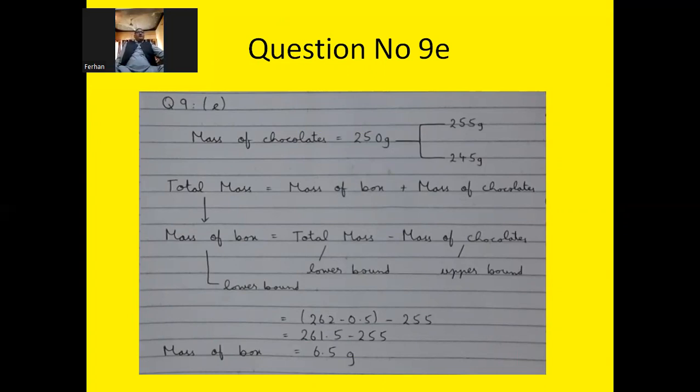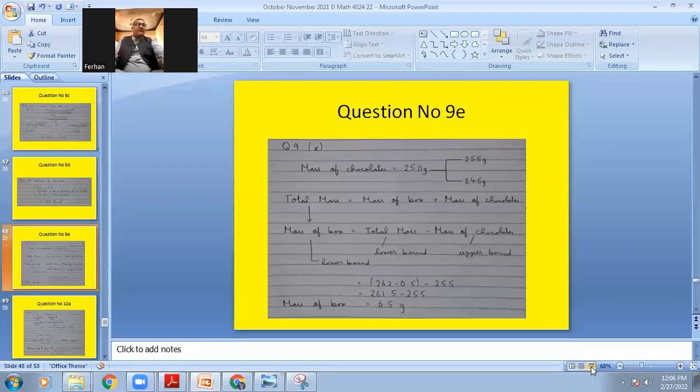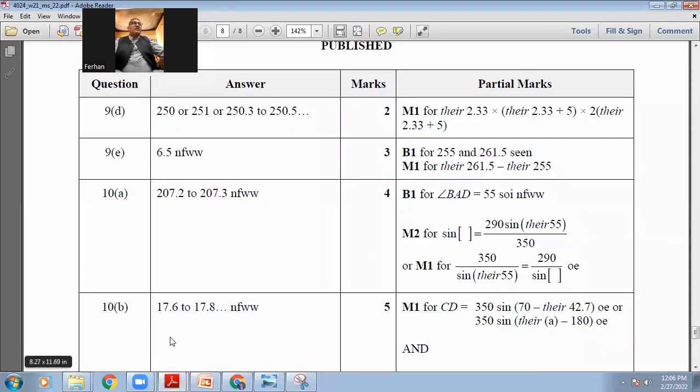So 262 minus 0.5, you get 261.5. That's the lower bound of the total mass. And the upper bound of the chocolate mass is 255, and that will be now 261.5 minus 255, you get 6.5 gram. So the lower bound of the mass of the box is 6.5 gram. 6.5 gram is the right answer, sir.